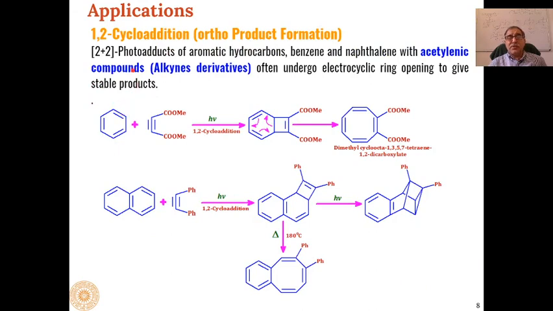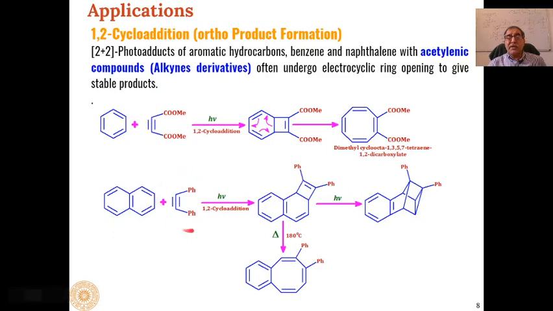Then a few more examples of 2+2 photoproducts in case of aromatic compounds. If we react these with carbon-carbon triple bonded derivatives, say alkyne derivatives, so methyl acetylenedicarboxylate, when this is reacted with benzene, this will also undergo 1,2 cycloaddition reactions, and a 4-membered cyclobutene ring will be formed, which will undergo rearrangement to give us these types of cyclooctatetraenes as the product.